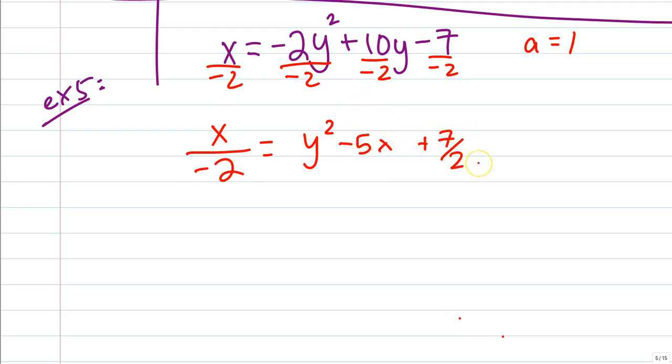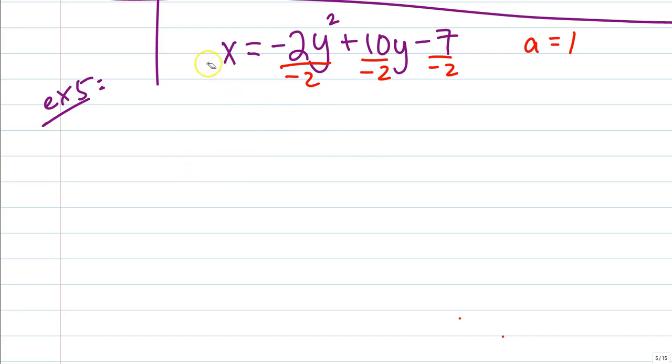Oh, you know what I forgot to do? I forgot to move the C. Let me do that first. I like to move that first. So I'm going to move this over, and then I'll divide everything by the negative 2.